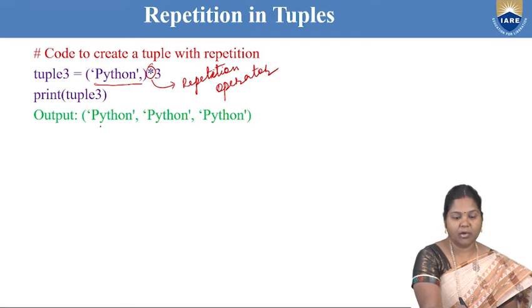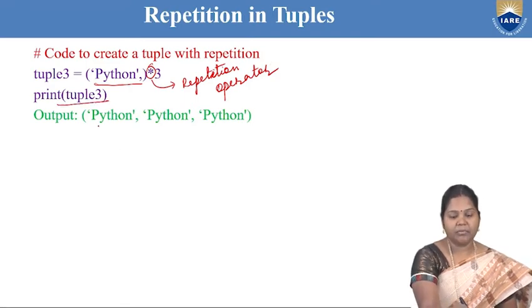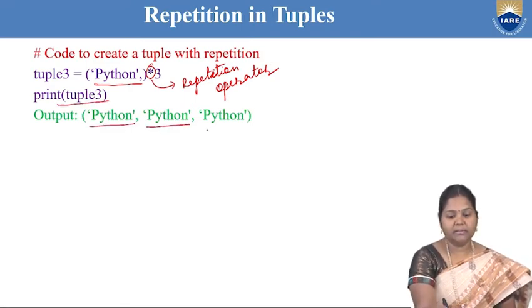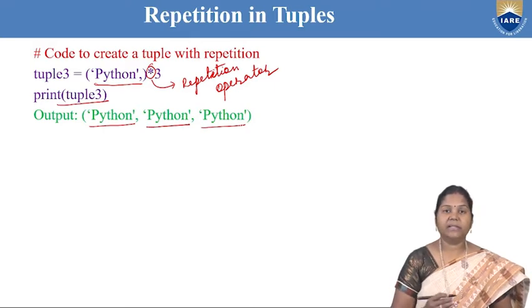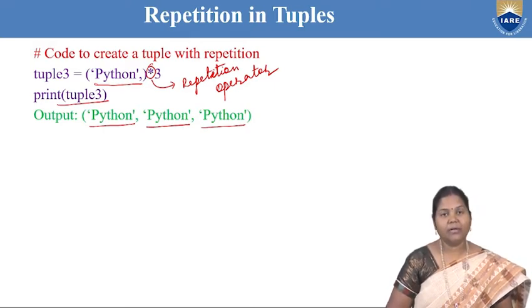So you can see here the output. When you print the tuple times 3, you will find that the string Python which is inside the tuple is repeated thrice. So this is called repetition. For doing concatenation, we use the plus operator, whereas for doing repetition, we use the multiplication operator. So plus and multiplication are also known as concatenation and repetition operators in tuples.